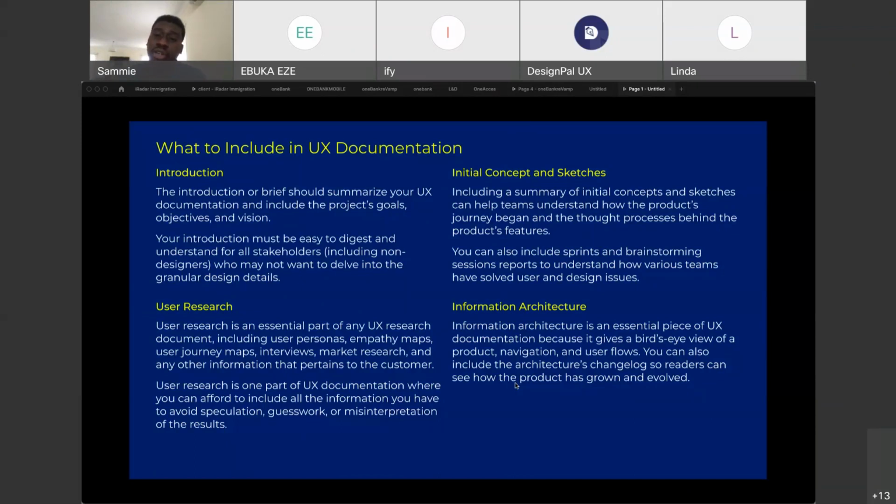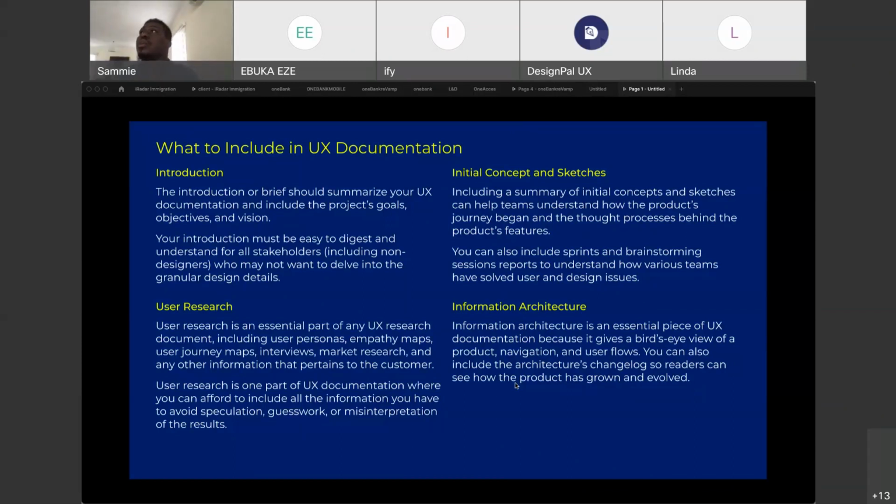Now, initial concept and sketches. Including a summary of your initial concept and sketches can help the team understand how the product journey began and the thought process behind the product's features. You can also include sprints and brainstorming session reports to understand how various teams have solved user and design problems.